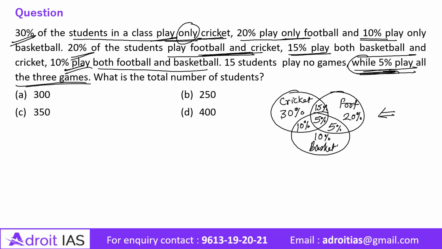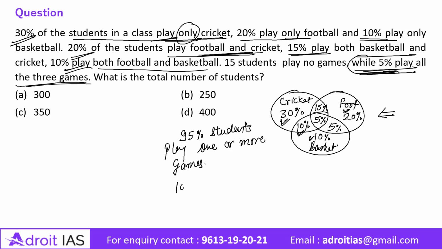So just add all of them. 30, 20, 50, 50, 10, 60, 60, 10, 70, 70 and 20 is 90, 90 and 5, 95, right? So 95% students play 1 or more games, right? So 95% students play 1 or more games.